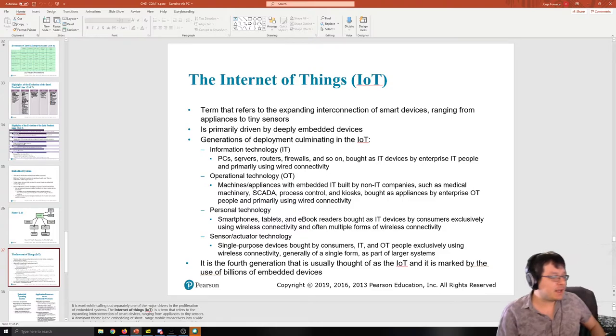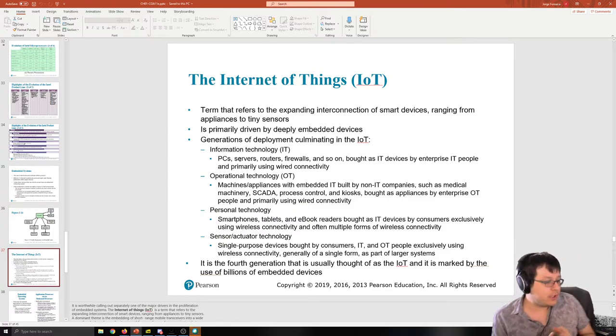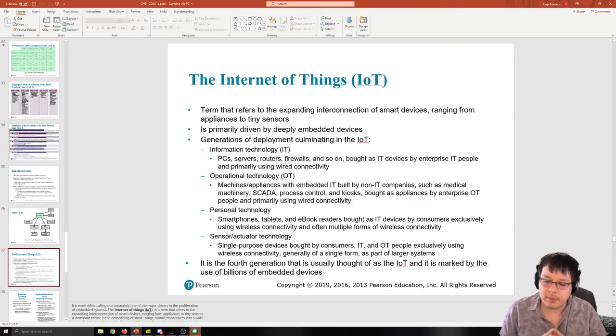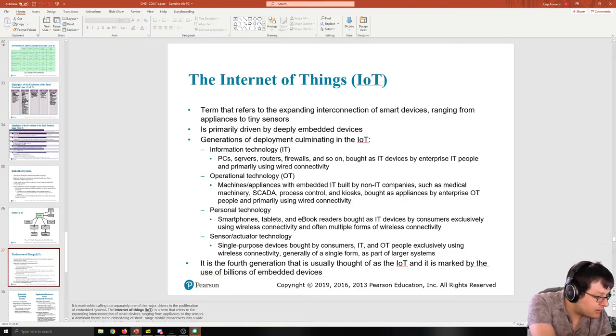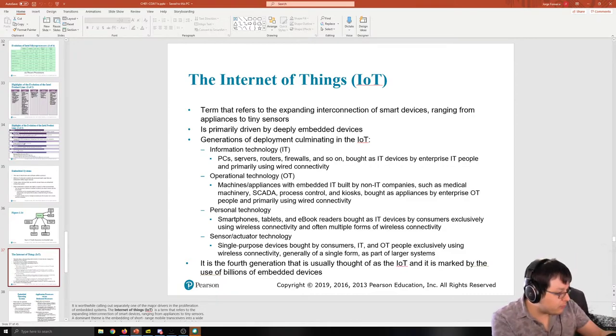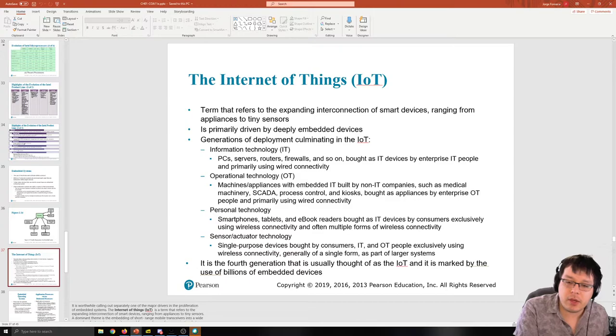But IoT has really expanded into covering basically the most devices possible. It says here, the fourth generation is marked by the use of billions of embedded items. We have way more things.